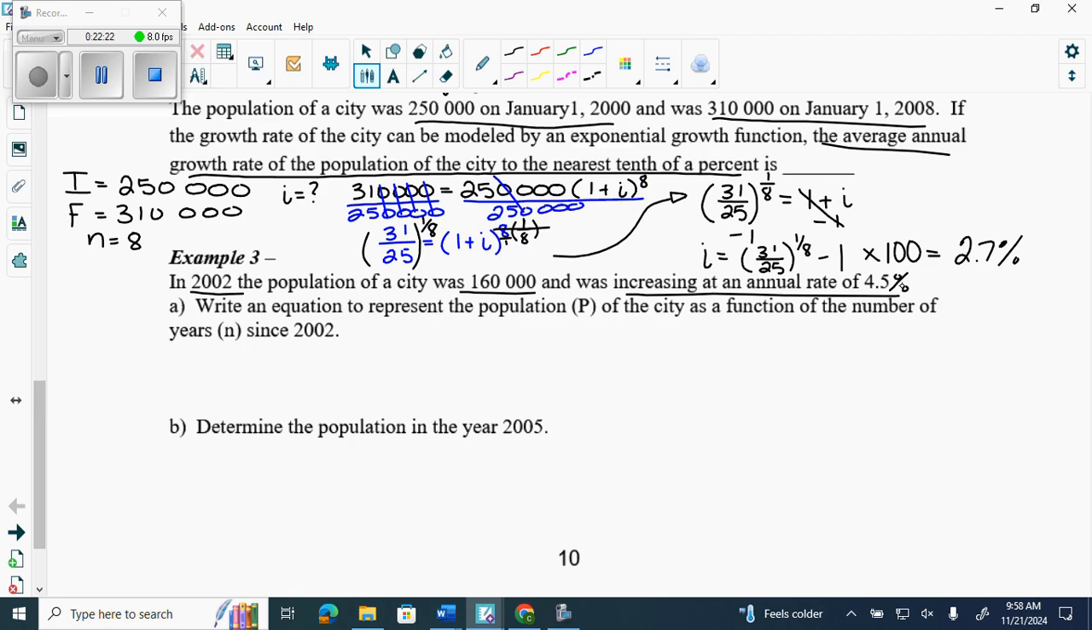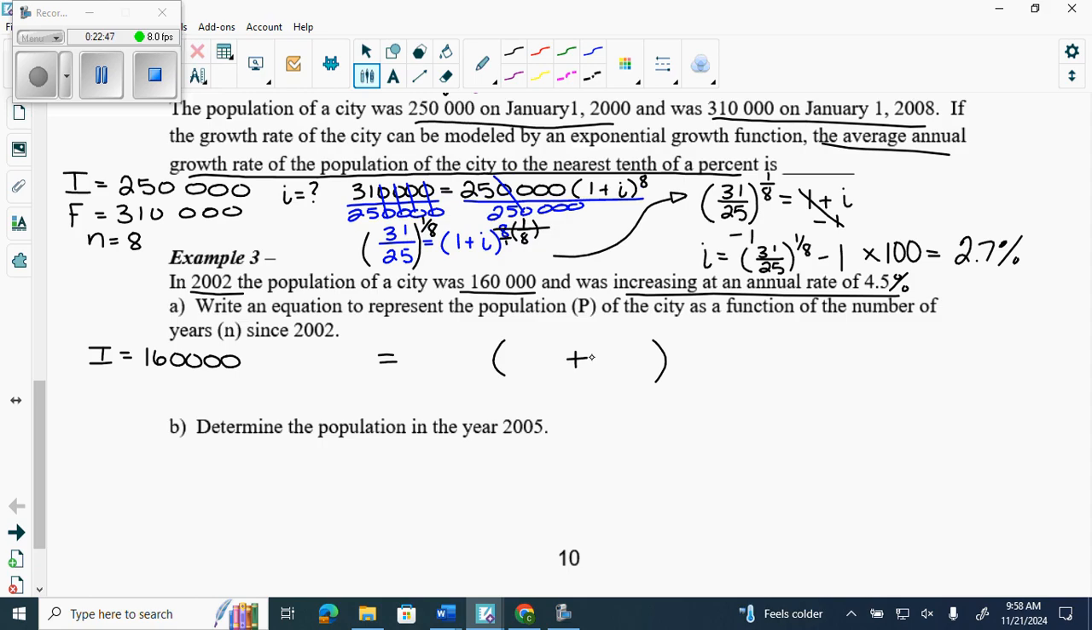They gave me capital I. What is capital I? 160,000. And we know that's the initial because it says in 2002, that was the population, and it's increasing. So that had to be initial. Correct? It's increasing, so I know I'm going to use a plus sign. I'm going to have something equals something, something, something, plus sign. I know that much, right?